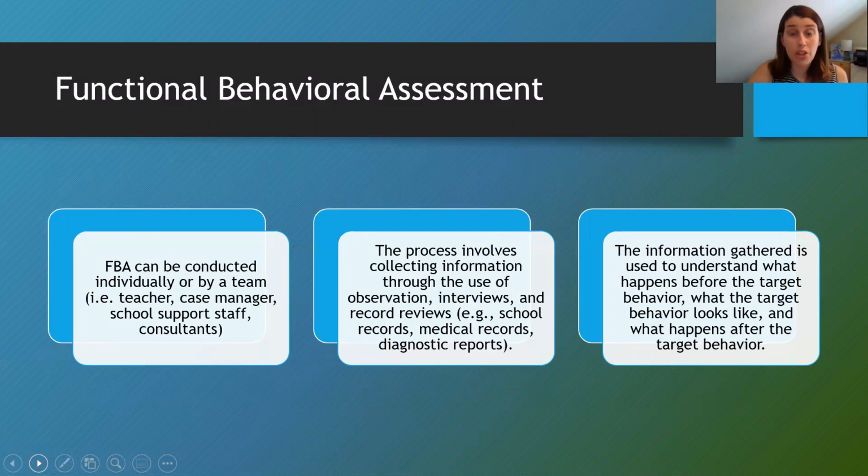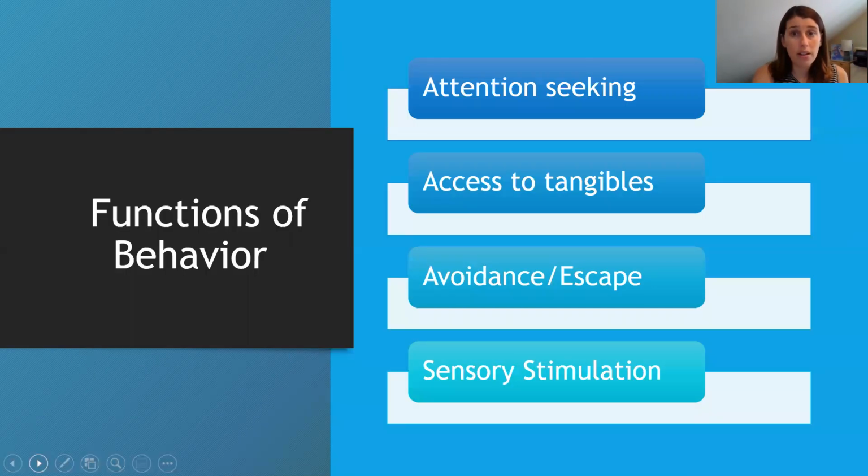I collect information through the use of observation, interviews, and record reviews. So I will do a good chunk of observation, but I also rely on data collection to be taken while I'm not available. And information gathered is used to understand what happens before that target behavior, which would be an antecedent, what the target behavior looks like, and what happens after the target behavior, which would be the consequence. So we're really looking at ABC data collection.